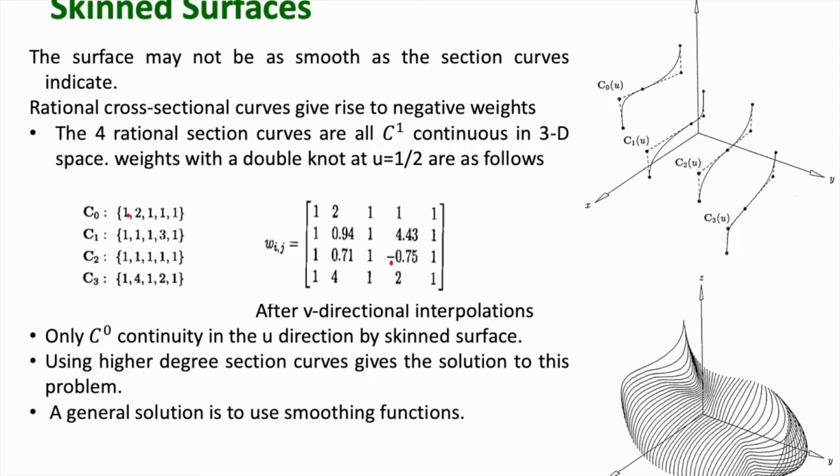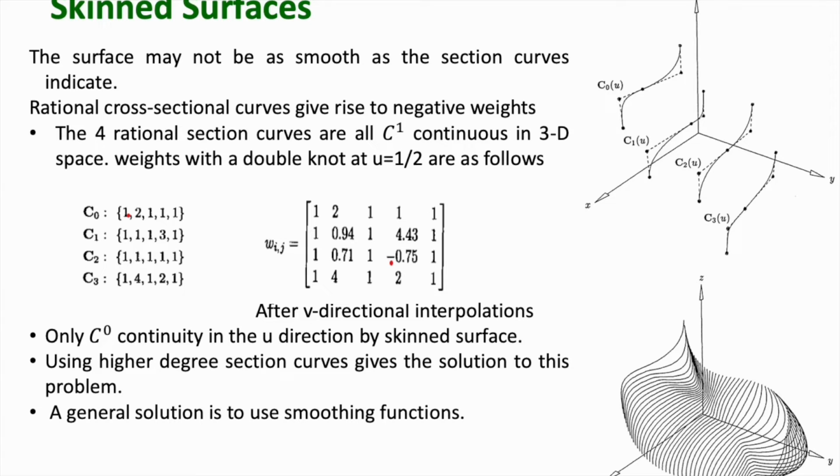So what is the solution for this problem? For example, let us take a full circle, which can be represented as a degree 2 NURBS curve with positive weights and no interior knots. Therefore, it eliminates the problem. The general solution for this is using a smoothing function.